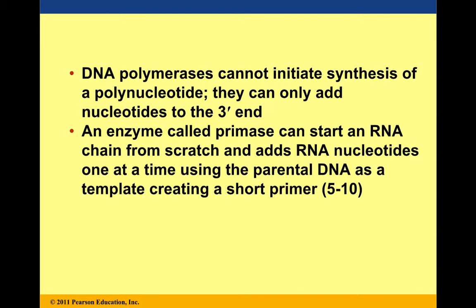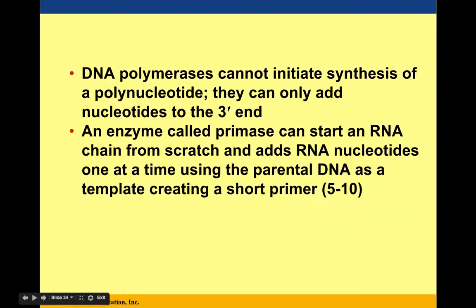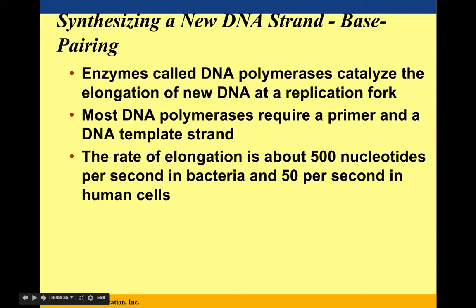And this is really important. DNA polymerase, which is the enzyme that actually adds the new bases, cannot initiate synthesis of a polynucleotide. It can only add nucleotides to the 3' end. So that's why you need an RNA primer to start it, and then the DNA polymerase just starts adding bases to the 3' end. But you need this RNA primer for it to start.